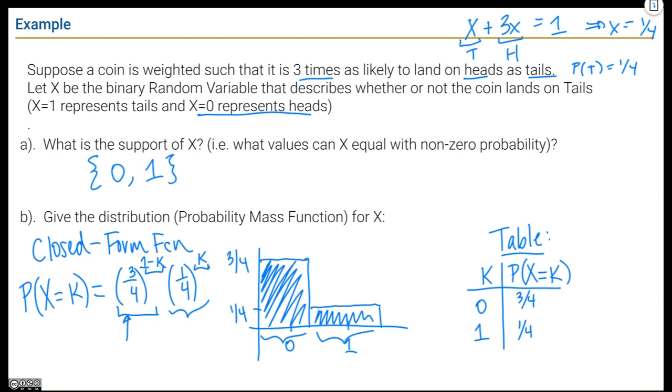So that's what we mean by a closed form function. It's not always possible to come up with that. There's not always a nice condensed way to do it, but when possible, we'll often do this because it's just more concise than trying to write it as piecewise or as a table.